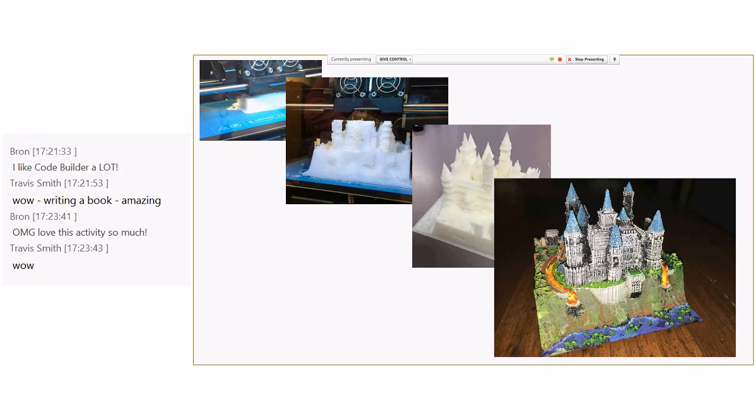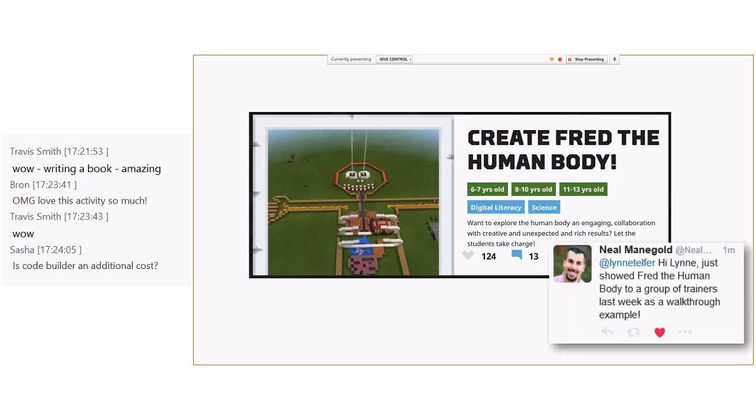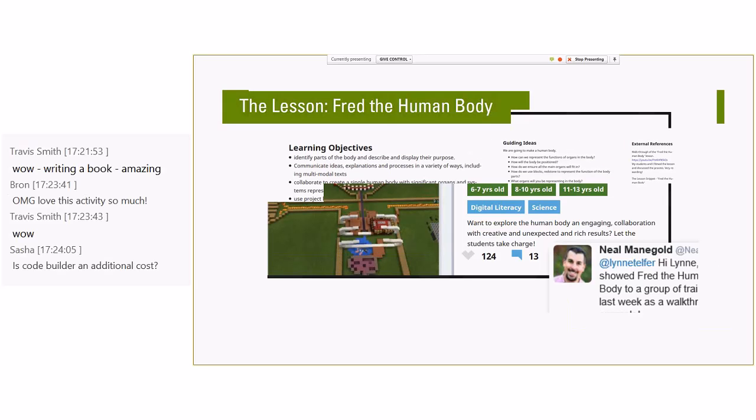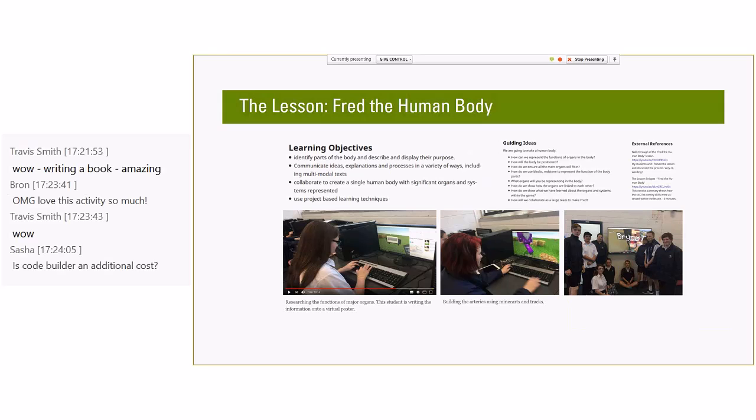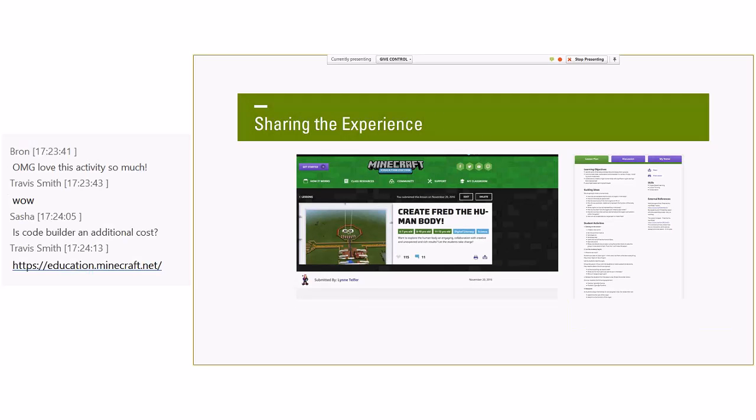Very quickly, this one here is a pretty popular lesson I wrote on educationminecraft.net, which is creating Fred the Human Body, which has been absolutely wonderful. The last time I heard about this one being used, it was in Holland, so I had to get it translated. So I've got that lesson sitting on educationminecraft.net, and that also includes a video and a whole lot of other information.